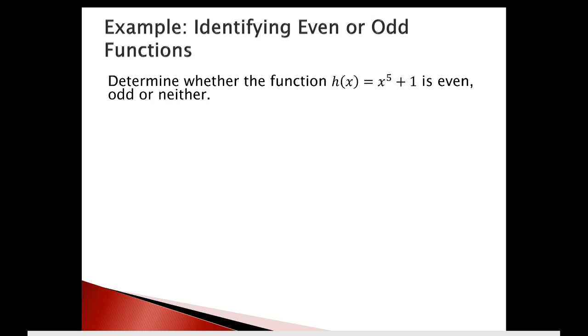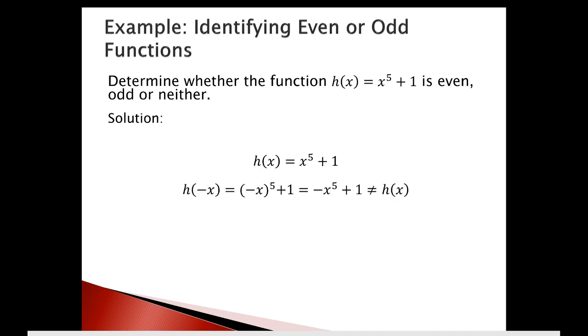Here we are going to determine whether this function is an odd function or an even function. To identify whether this one is even or odd, first of all, we need to change the value of x into negative x. After changing the value of x into negative x, here we will have negative x to the fifth plus 1. We can see this value of h of negative x is not equal to h of x. So here we can say that this function is not an even function.